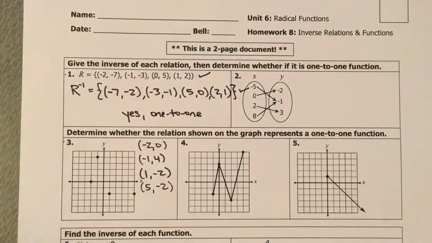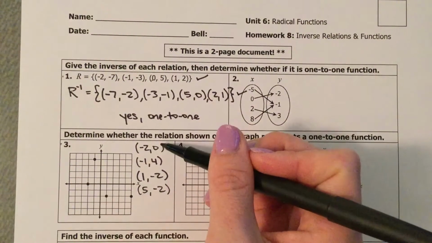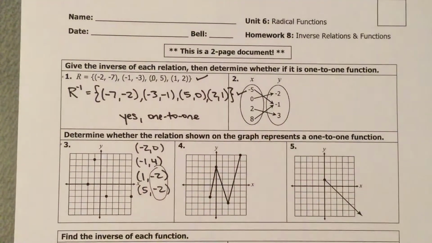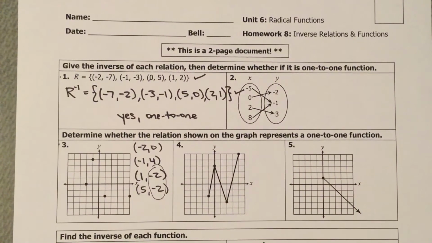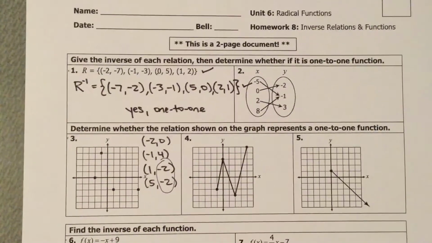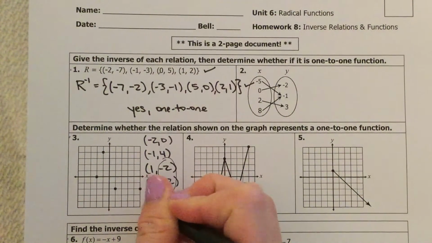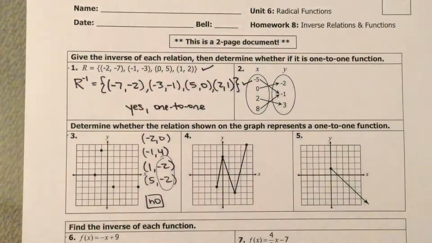So one-to-one means no repeat x's, no repeat y's. So if you look down, no repeat x's. If you look down here, that is a repeat of y's. That means it's not one-to-one. Okay, because you've got this y value that is paired with 2 different x values. There is not a one-to-one pairing. So it's just a no for number 3.